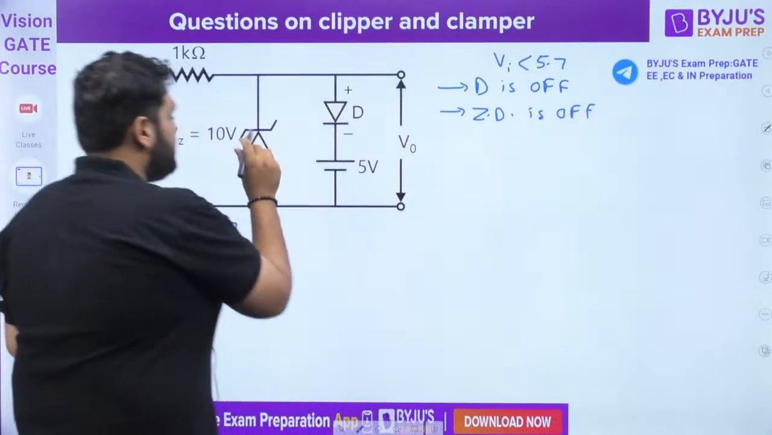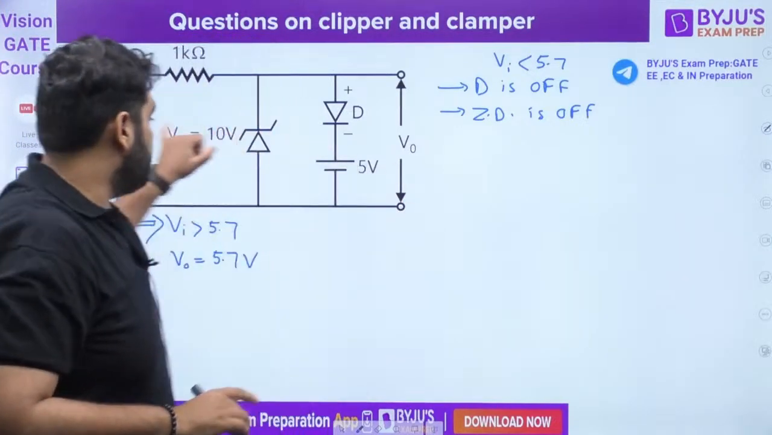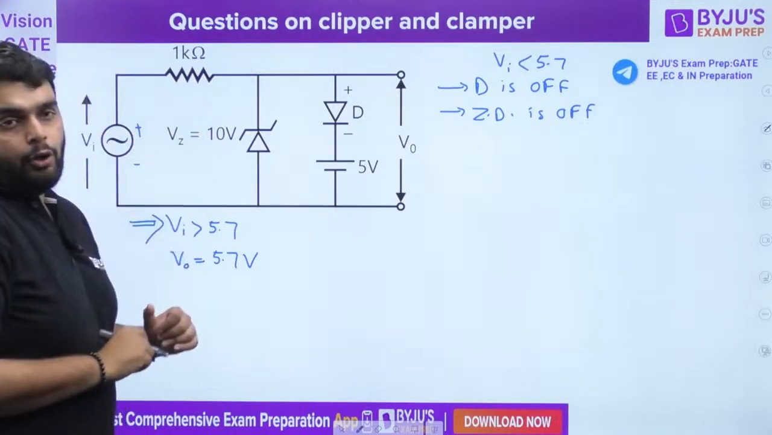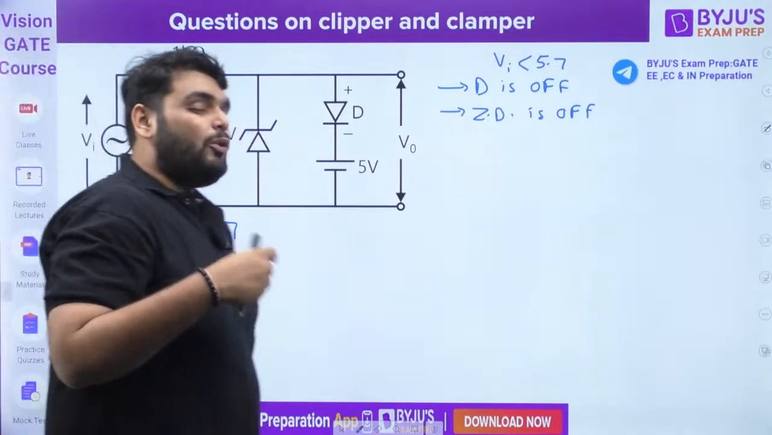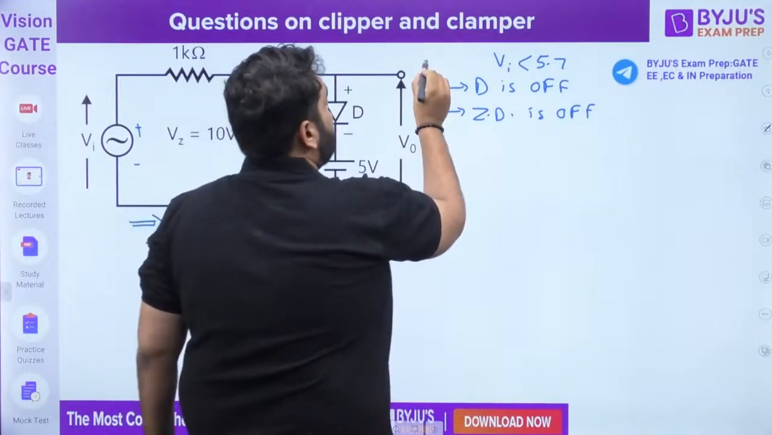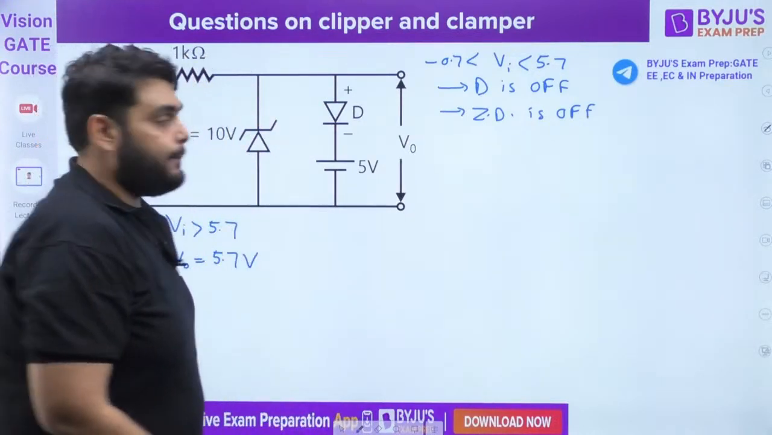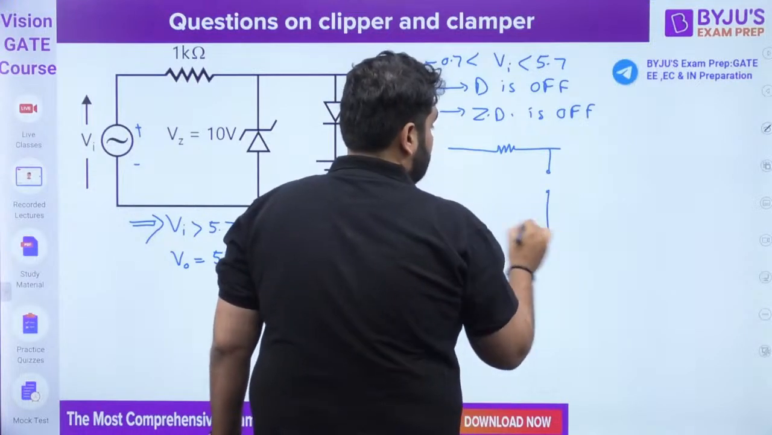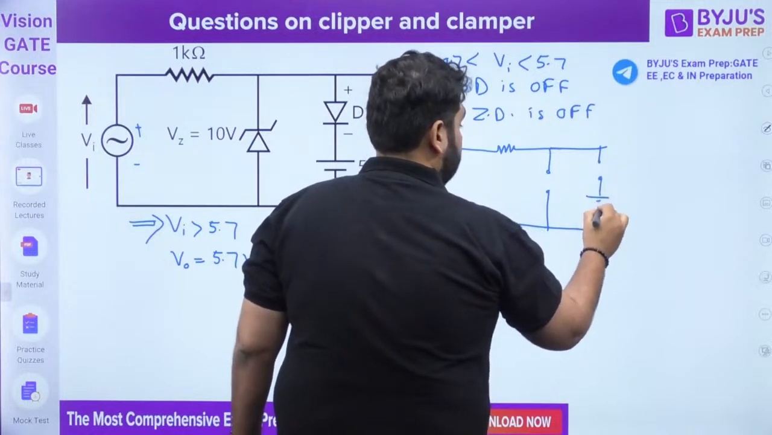Why? Zener diode is going to be on when the input voltage is negative. And because the forward drop of the Zener diode is 0.7, it's going to be on when input is less than minus 0.7. So I can say from minus 0.7 to this, this is going to happen. So if everything is off, the circuit will be like this.